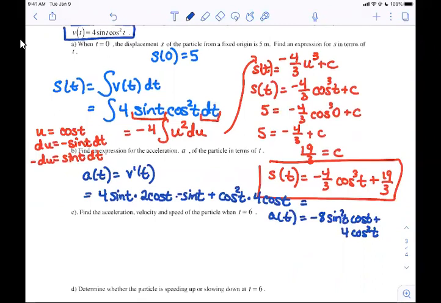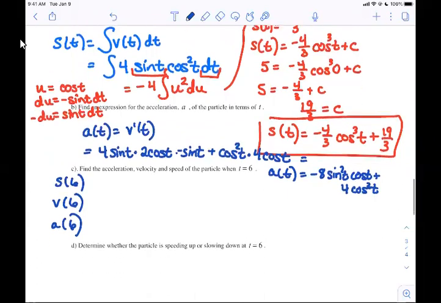Then it says find acceleration, velocity, and speed of the particle when t is 6. So I'm going to do s of 6, v of 6, and a of 6. You may use a calculator, so I'm going to give you a moment. Use your calculators. If you're a fast worker, then answer the question in part D. Determine whether the particle is speeding up or slowing down at t is 6.